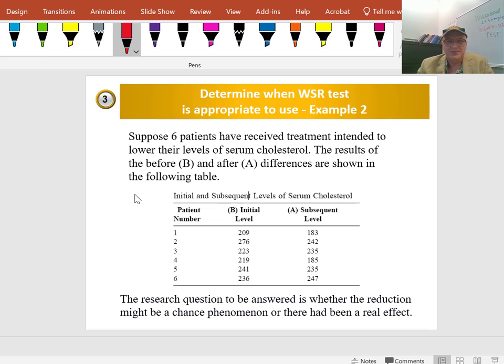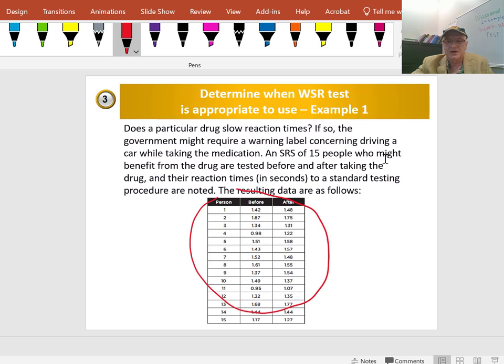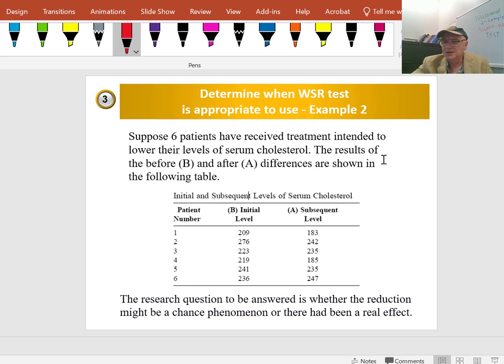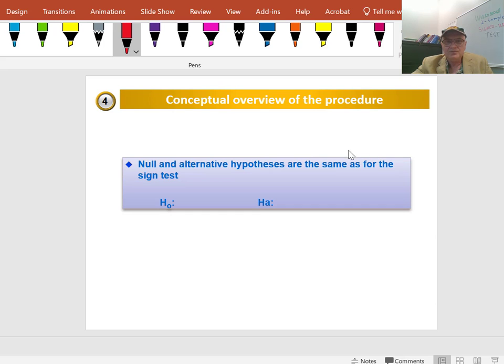Next, example 2. Suppose that 6 patients have received treatment intended to lower the level of serum cholesterol. The results before and after are shown in the following table, and the question is, is there a significant difference or not? So this is the perfect case. This one and this one are perfect cases for applying the Wilcoxon sign-rank test.